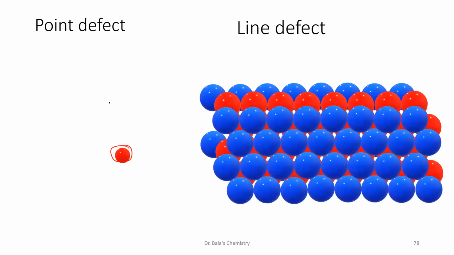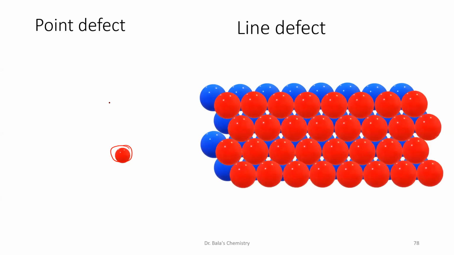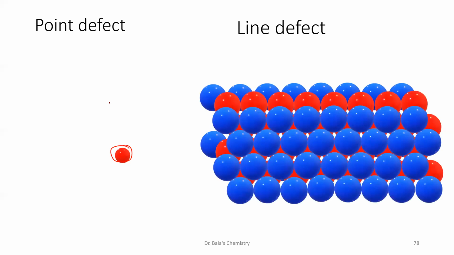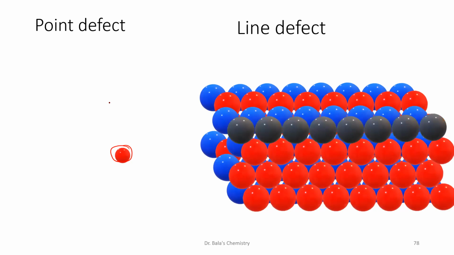So here we have 4 rows. Here also 4 rows, and here also 4 rows, and what is missing here is an entire row. Only 3 rows are there. So in that missing row, impurities can get in. That is what can produce a line defect.